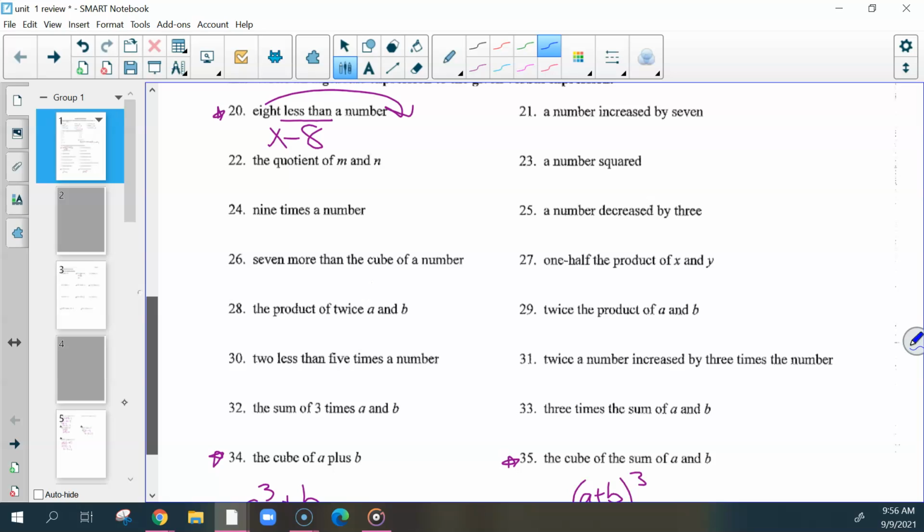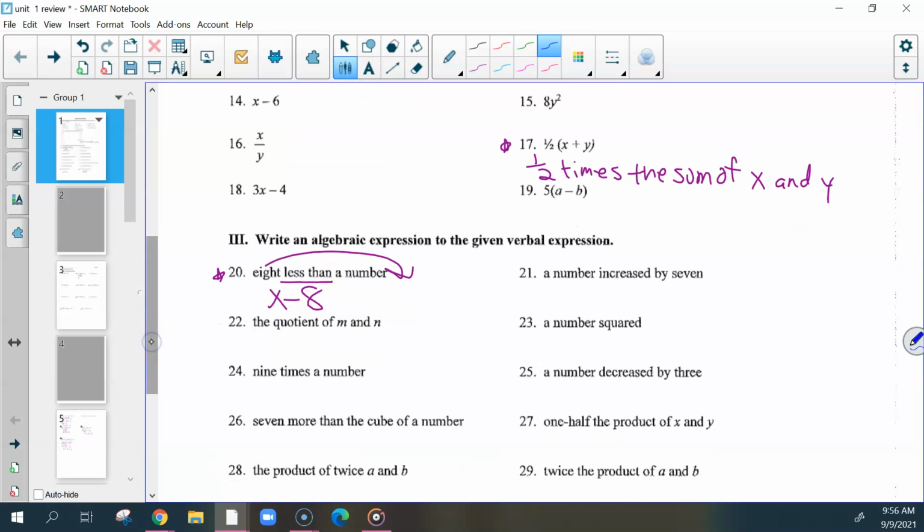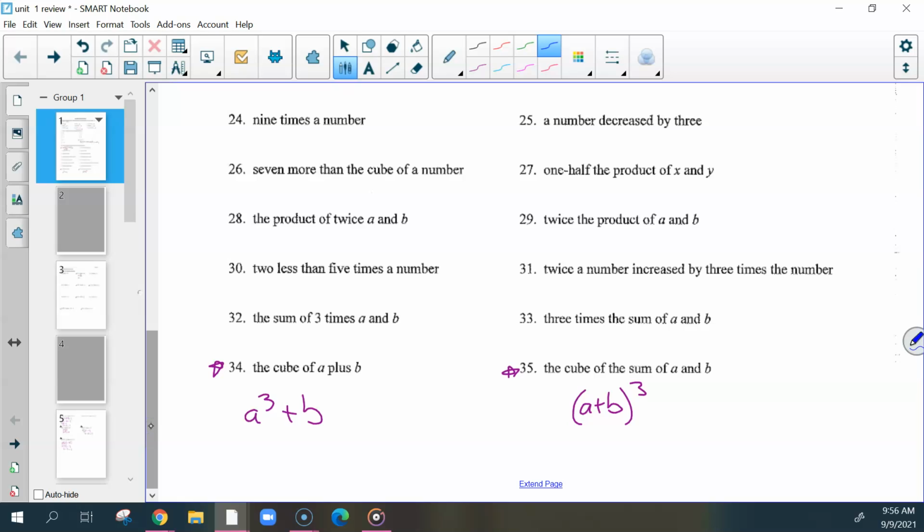Twice the product of A and B. How would I write that? If it's twice the product, you could also just do this because you're multiplying everything together. Multiplication is commutative. The order in which you put it doesn't matter.